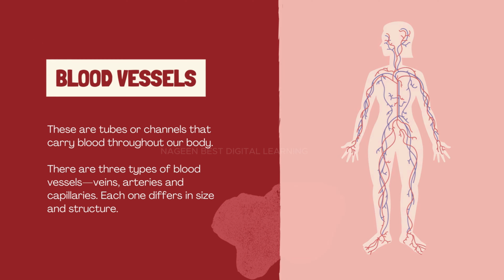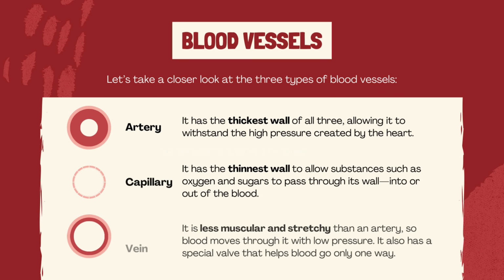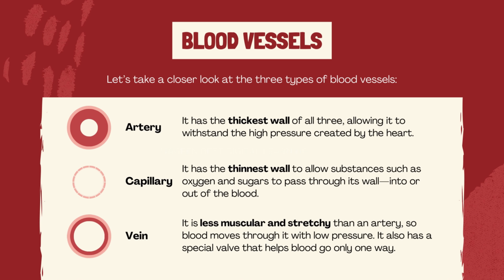Artery. It has the thickest wall of all 3, allowing it to withstand the high pressure created by the heart. Capillary. It has the thinnest wall to allow substances such as oxygen and sugars to pass through its wall into or out of the blood. Vein. It is less muscular and stretchy than an artery, so blood moves through it with low pressure. It also has a special valve that helps blood go only one way.